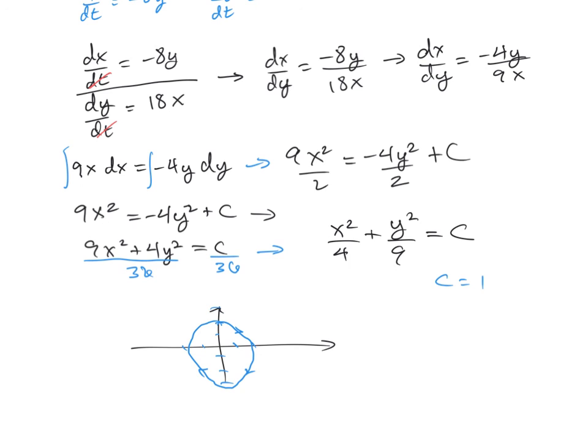So all of our solutions are trapped on an ellipse of this basic shape right there. And then if you put this into a program like Desmos or your graphing calculator, you can graph the elliptical solutions to this system.